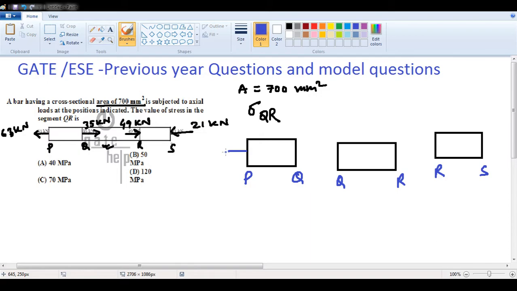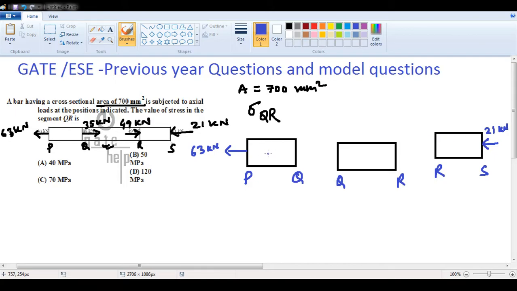If you go to the first section, you can see the PQ section is tensile. With how much load? With 63 kilonewton load. Whereas the last section, that is RS, has a compressive force of 21 kilonewton. Correct? This is 63 kilonewton for the PQ section, and the RS section is 21 kilonewton.